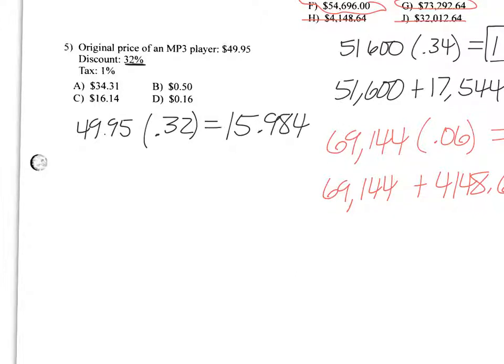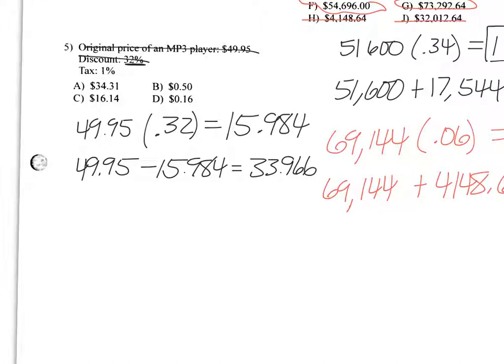That gives me 15.984. Now, I know we're doing cents here, but I'm going to go ahead and keep 3 decimal places. Now, I take that away from what the original cost was. So I subtract the 15.984 from that. And so 49.95 minus 15.984 gives me 33.966. Okay, so now I've done the discount, and that original price is gone. This is now my new discounted price, which is less than the original, so that makes sense.